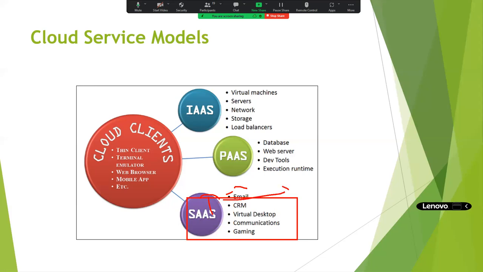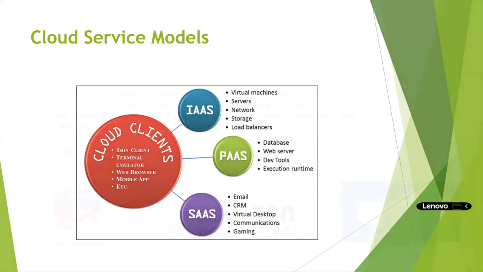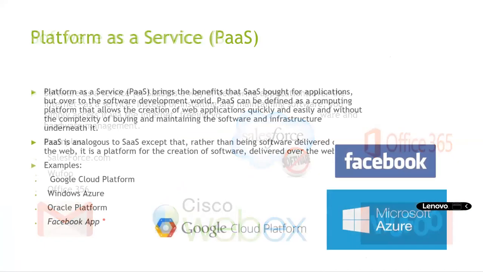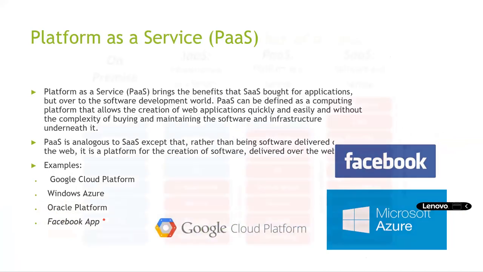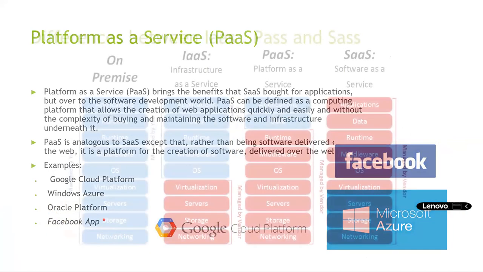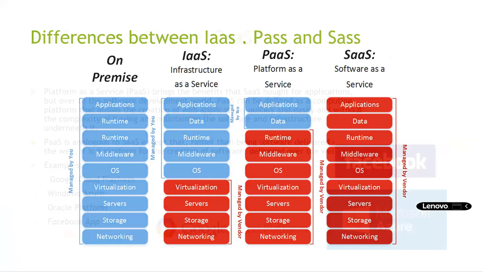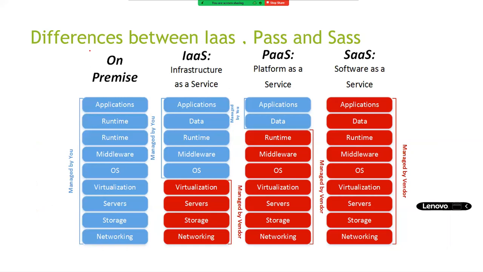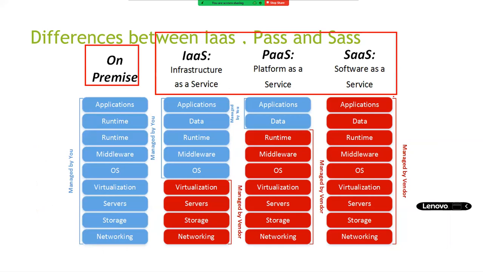Best example is what? Obviously. Got it? See, have a look. These are all Office 365 components. Now have a look. This one slide is more than enough to distinguish between on-premises and cloud.